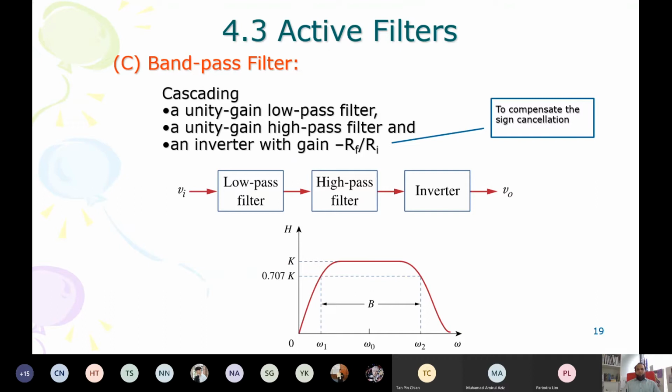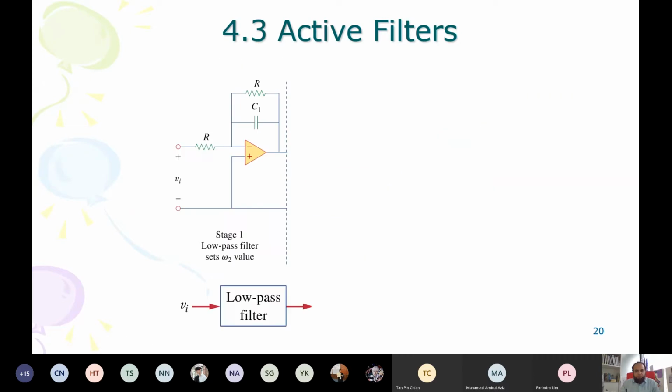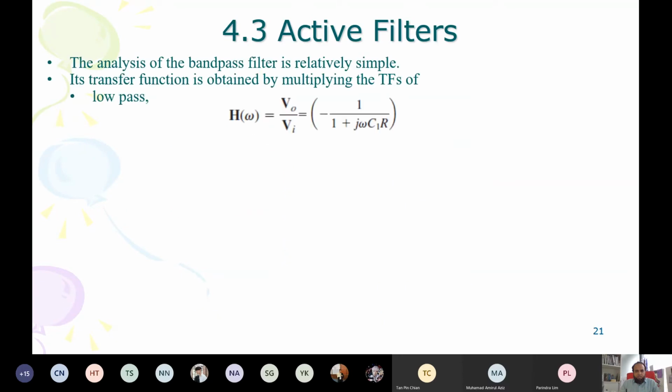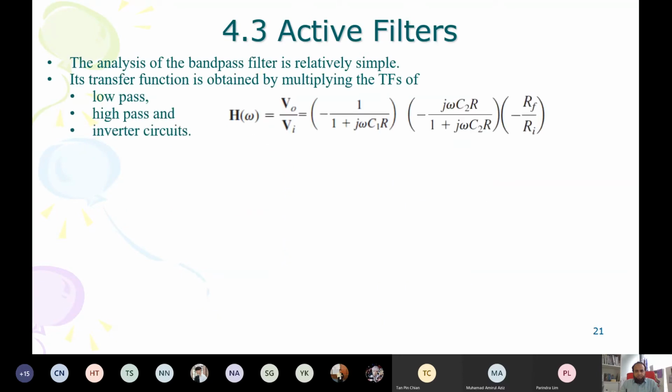Again, the same story. We are interested in omega naught in this case, which is the center frequency, and at center frequency we have the maximum amplitude. We can find it using the same concept. This is the whole transfer function of the band pass filter. So this is low pass, high pass, inverter.